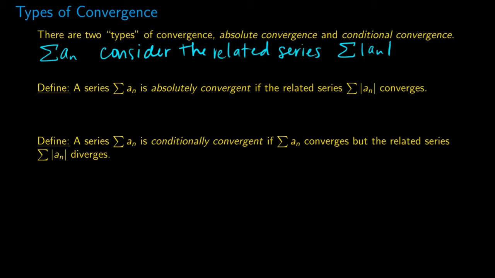So we have two definitions here. A series, the series A sub n, is absolutely convergent if the related series is convergent. Otherwise, a series, sum of A sub n, is conditionally convergent if the original series was convergent, but the related series diverges.